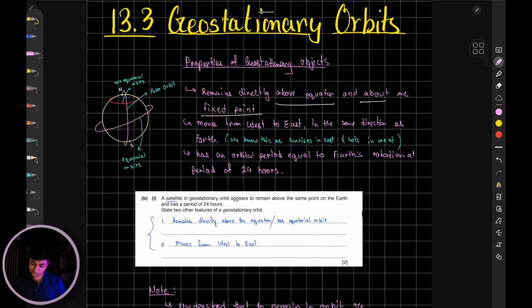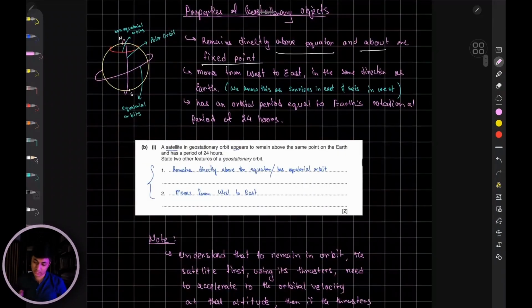So now let's look at a question. A satellite in geostationary orbit appears to remain above the same point on Earth and has a period of 24 hours. State two other features of a geostationary orbit. One, it remains directly above the equator, as mentioned, has equatorial orbit, and moves from west to east, as mentioned.